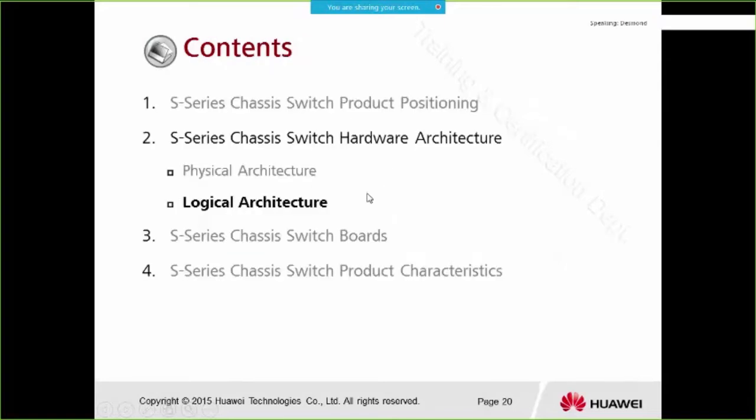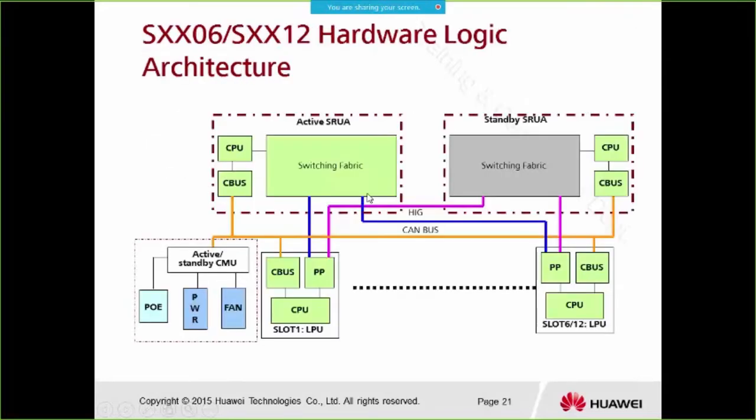Next is the logical architecture. Here is the logical architecture of the 06 and 12. The most important part here is the SRU, the switching routing unit. It means all the switching and routing functions are here. One is active, the other is standby. These are the LPU cards, the LPU slots.